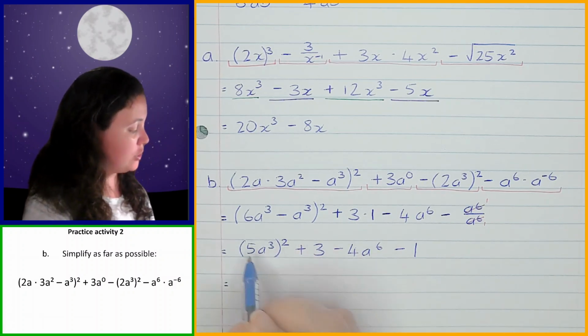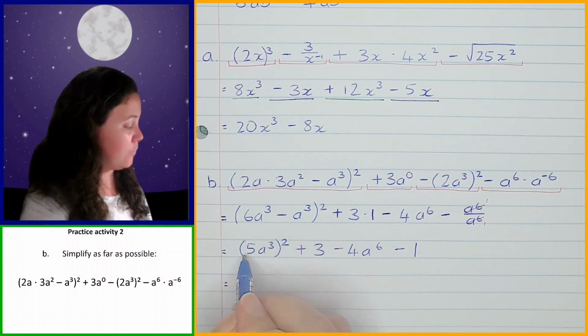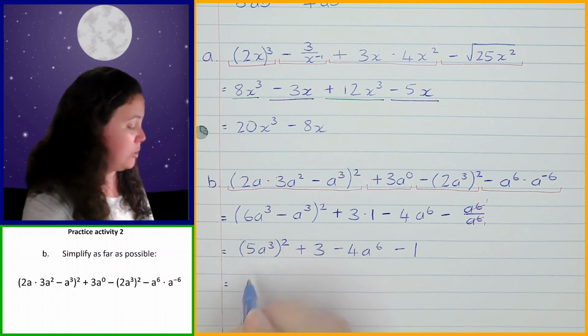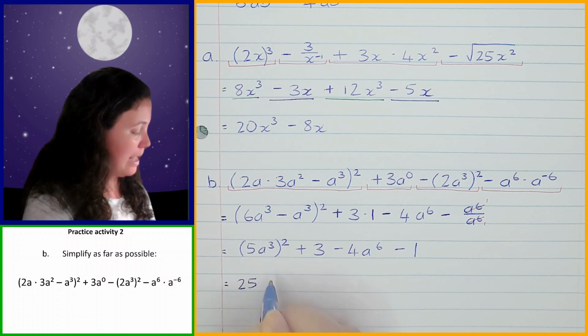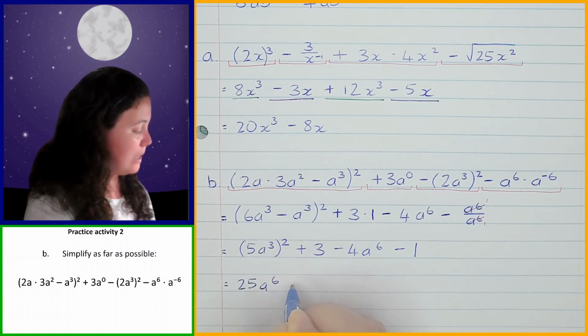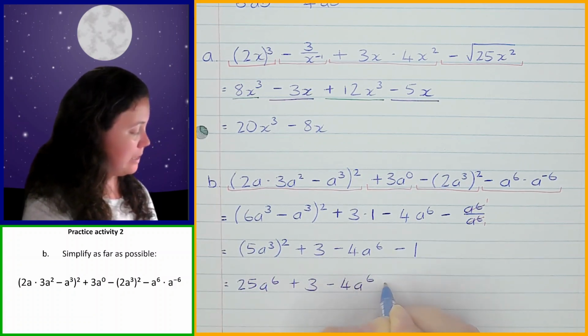Right. Now I need to go and get rid of these brackets over here still. So 5a cubed in brackets squared, that's 5 squared, which is 25. And then a cubed squared, I times the 3 and the 2, and that gives me a to the power of 6, plus 3 minus 4a to the power of 6 minus 1.